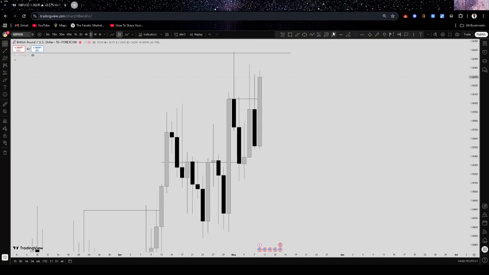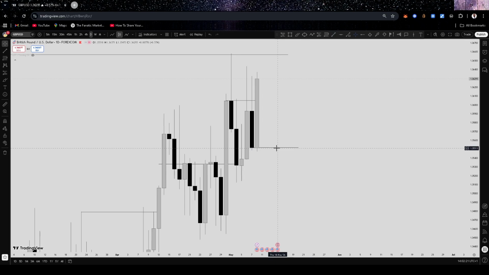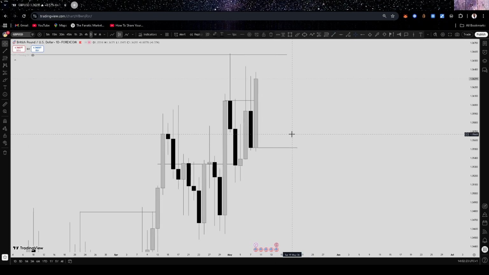So I'll be expecting price to do a pullback to any of these key levels right here, this key level right here and this key level right here.